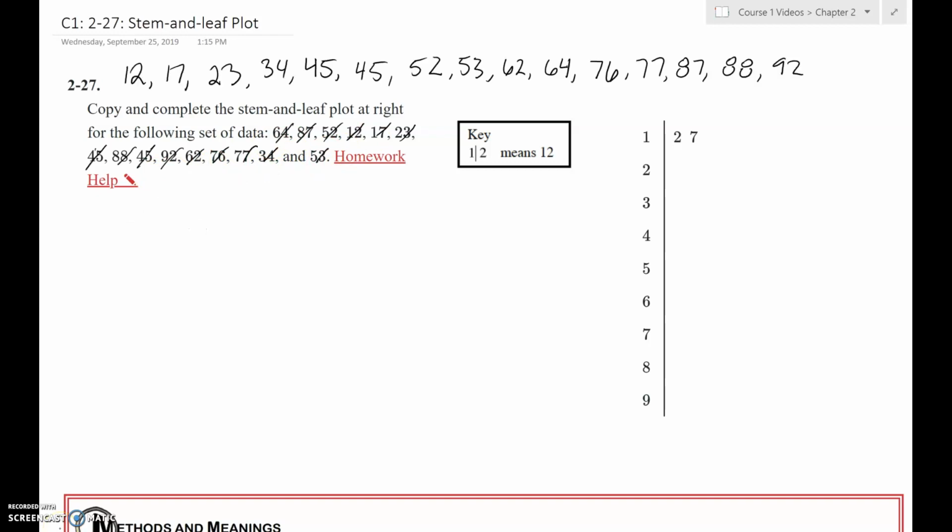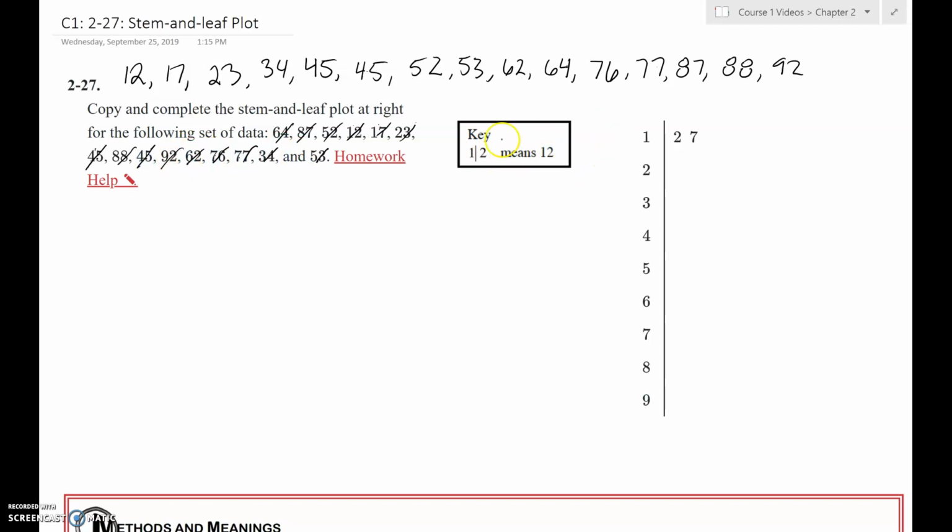Once you've got them organized from least to greatest, I always go back and do a check. I count how many numbers I have in my data set: 1, 2, 3, 4, 5, 6, 7, 8, 9, 10, 11, 12, 13, 14, 15. I'll make sure there's 15 here so I didn't miss any or double count any. All right, so we're ready to go.